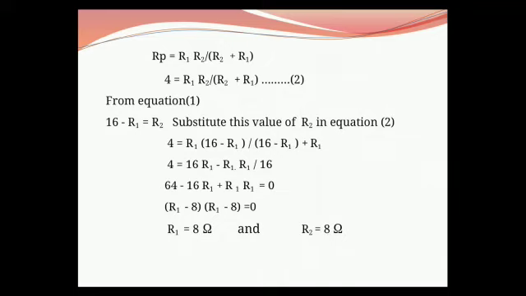And therefore the equation becomes 64 minus 16 R1 plus R1 square equals 0. Then when we solve this equation, that is R1 square minus 16 R1 plus 64, we get in the first bracket R1 minus 8, in the second bracket R1 minus 8 equals 0. Then when we take R1 minus 8 equals 0, we get R1 equals 8 ohm and also R2 equals 8 ohm.